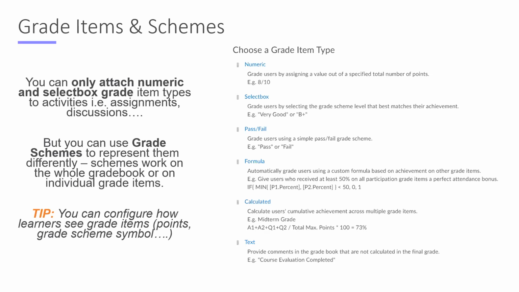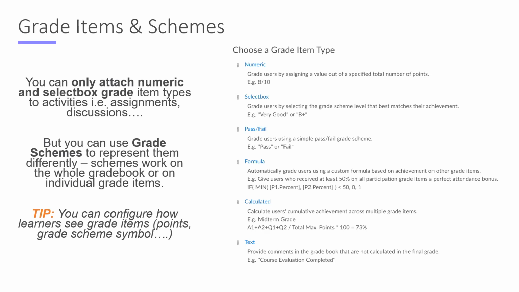If I had a pass or fail, what I'd do is I'd create a select box grade item type, and you need to define what that pass and fail is using a grade scheme. And I can actually set that on my whole grade book so that by default, everything is going to be using that kind of pass or fail. I can change it for individual items. So if I wanted to change the word pass to overall pass, for example, then I could do that as well by using a different grade scheme.